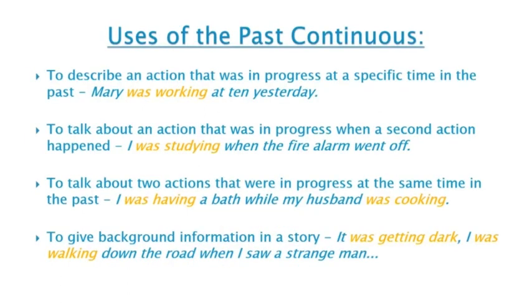Let's talk some more about the use of past continuous. We use it to describe an action that was in progress at a specific time in the past. For example, Mary was working at 10 yesterday. Then, we use it to talk about an action that was in progress when a second action happened. For example, I was studying when the fire alarm went off.